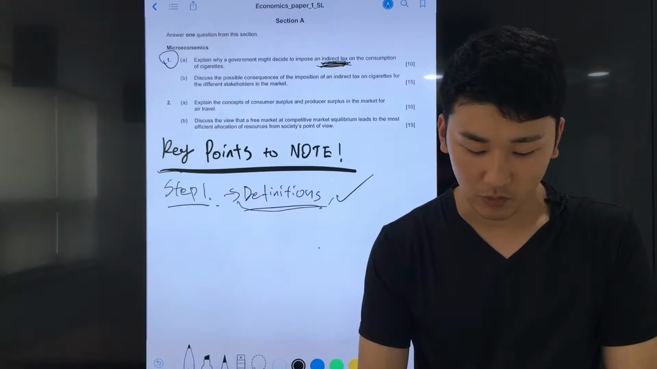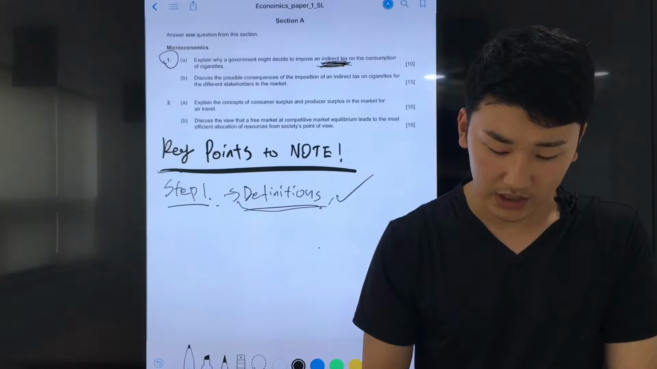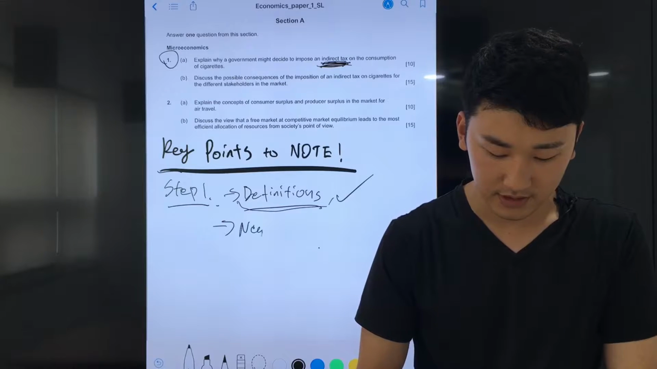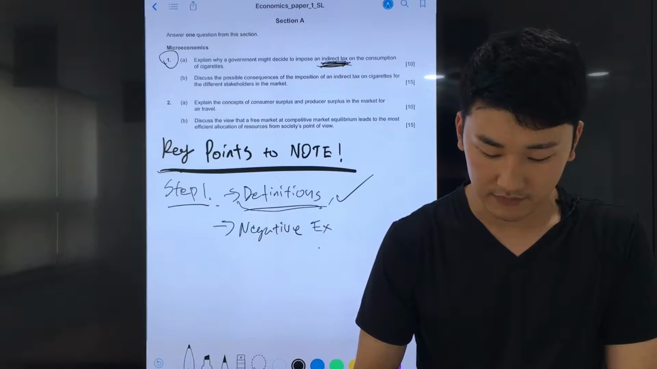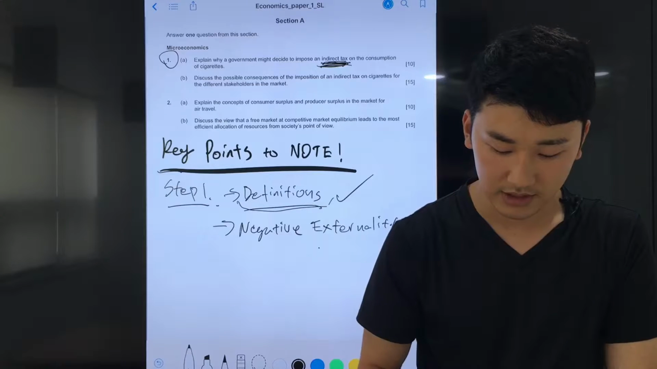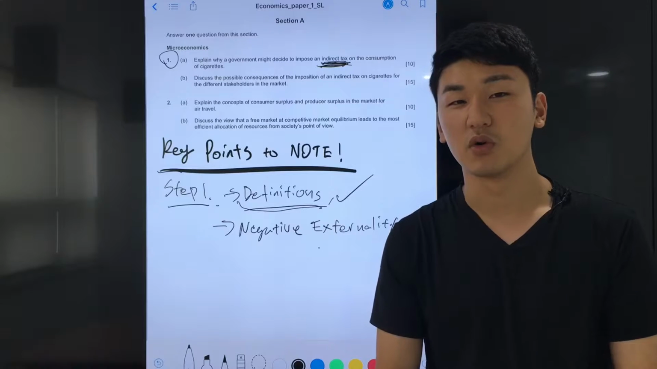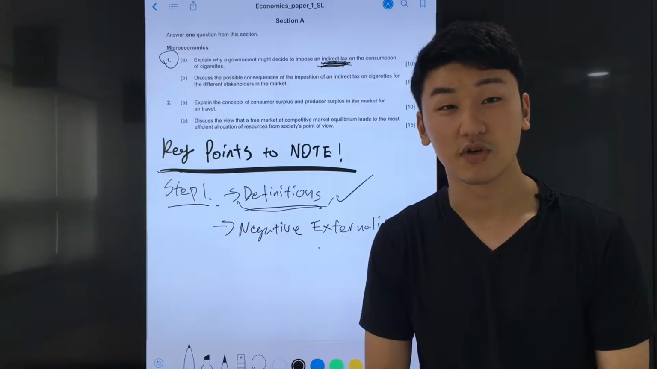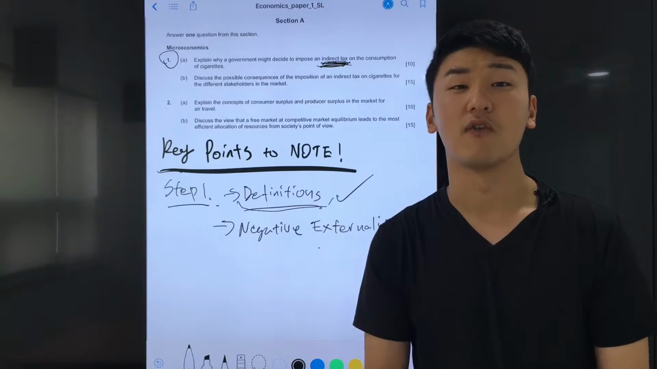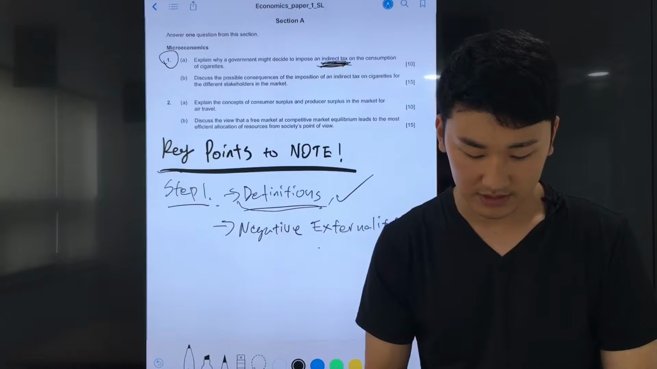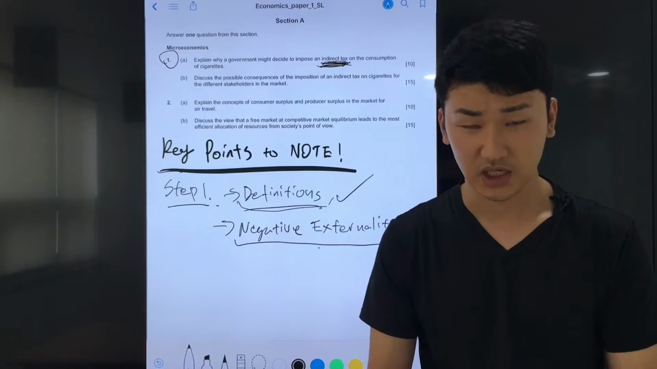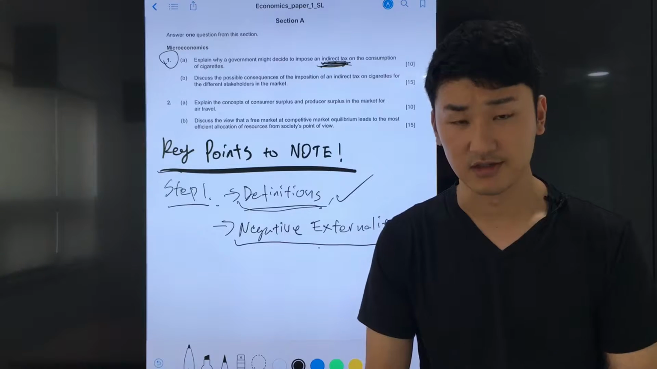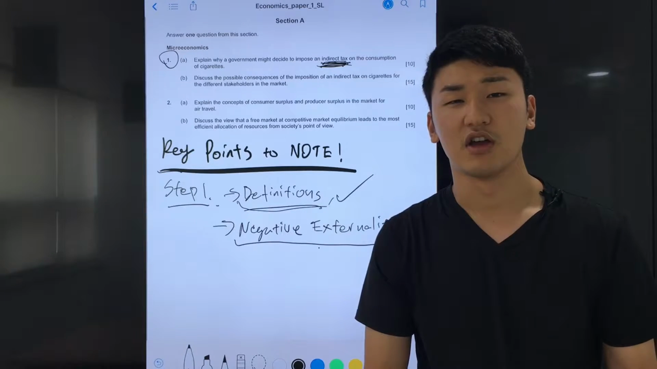We need to try to derive a few more definitions. So what can we say about the consumption of cigarettes? This is definitely a negative externality, so you need to define negative externality. The definition, very simply, is the side effect caused by the consumption or production of a good on a third party that was never involved in the transaction. We have cigarettes, alcohol, air pollution, and the list goes on: whatever is consumed or produced that causes a negative third-party effect.